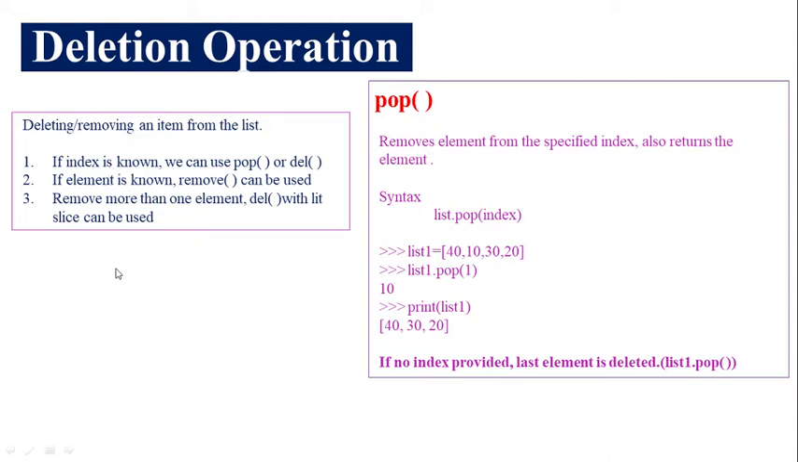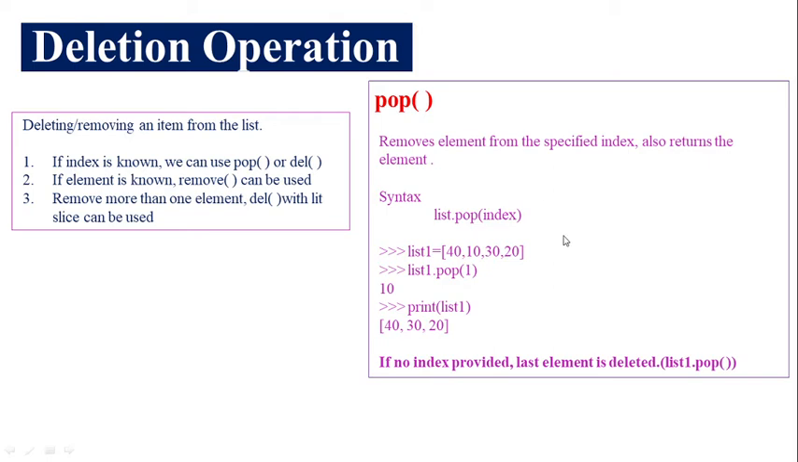We can categorize it like this: if we know the index or the position of an item, we can make use of either the pop function or the del statement. If we know the element or the value directly, we can make use of the remove function. And if you want to delete multiple elements or multiple values, we can use del with slicing.